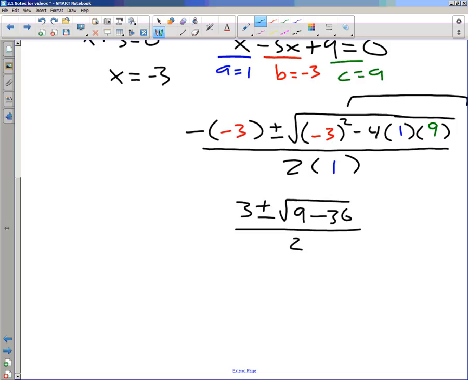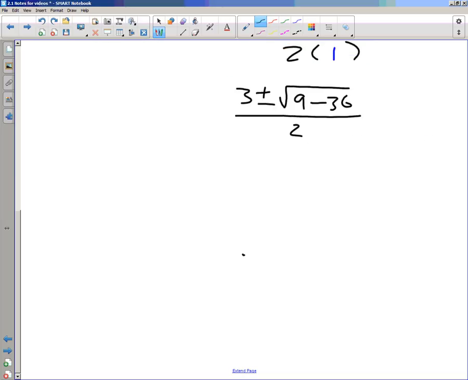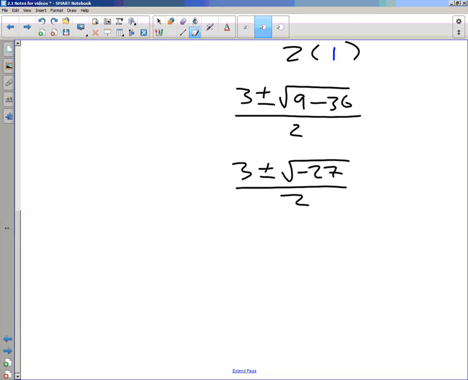Okay, let's keep going. We can do 9 minus 36, that's negative 27. So it's looking like we're going to get some imaginary solutions here, and that's fine. We need to try and simplify that radical negative 27. Now, I know that the negative is going to come out and become an i on the outside, so I'll go ahead and do that first. And then I'll deal with the 27, and radical 27 simplifies into 3 radical 3.